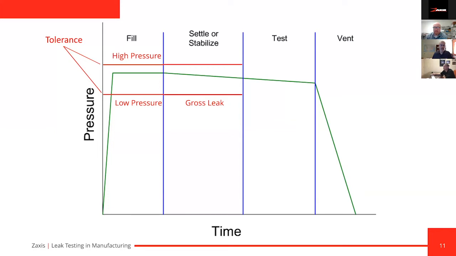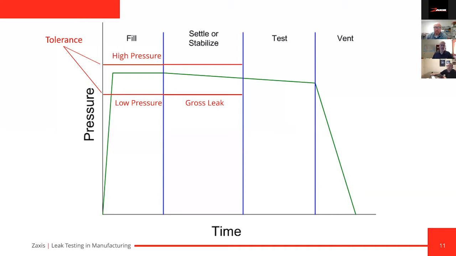During the settle, we use those same tolerances. If it falls below the minimum tolerance, or the minus tolerance of test pressure, it will give you a gross leak. So I've noted on this chart here, you've got the high pressure, low pressure, and gross leak. Anytime you fall outside of those boundaries, you're going to get a failure, and those are the failures that'll show up on the screen.